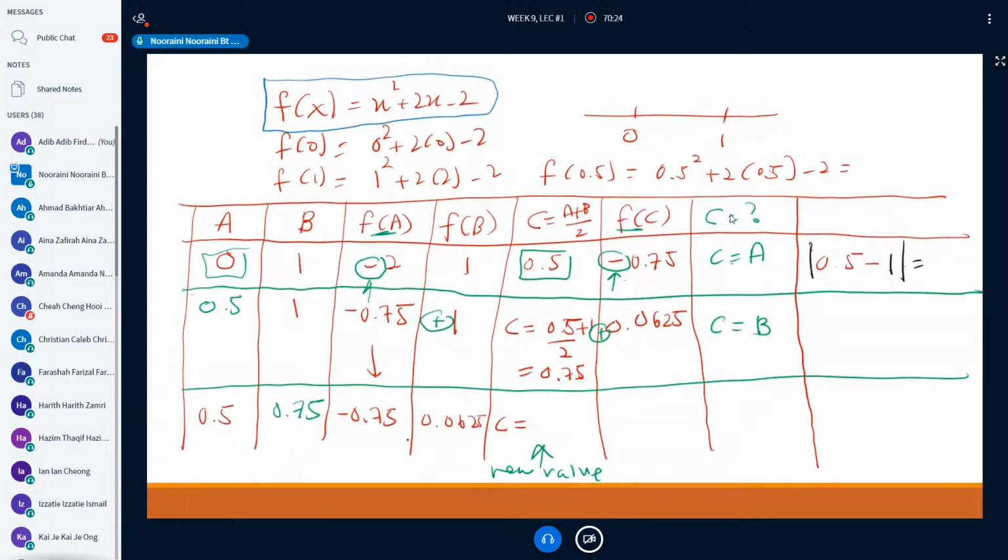Okay, if you're confused, we can put here: correct to 1 decimal place. So now if you minus here, you get 0.5. So the difference here is 5, between the root 0 and also 5.